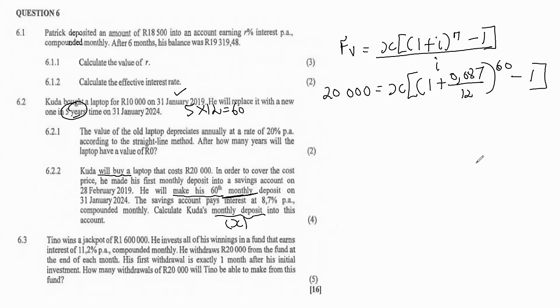So note that we don't add 1 if he makes the monthly deposit 1 month after the savings account has been opened. So he does not make the monthly deposit immediately, which is why we are not adding 1. If he makes the payment immediately, that's plus 1. If he doesn't make the payment immediately, makes it 1 month after the opening of the savings account, then that means we do not have to add the 1. So always note that he made his first monthly deposit into a savings account on 28 February 2019. But then when did he go to the bank and discuss the terms? 31 January 2019. So the deposit was only made a month after.